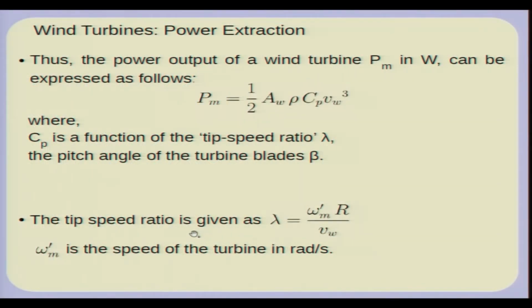So, the tip speed is of course dependent on the angular speed of the turbine as well as the radius of the turbine. These two things actually determine the tip speed ratio. So, Cp is a function of this, and it is also a function of the pitch angle of the blades. The pitch angle is, if you have a blade and you turn it around, you can actually change the amount of power you can extract.